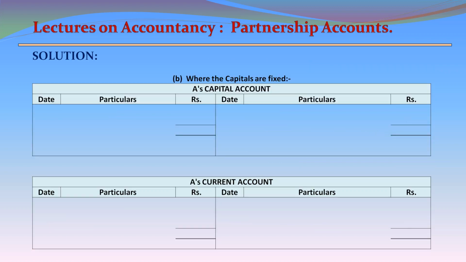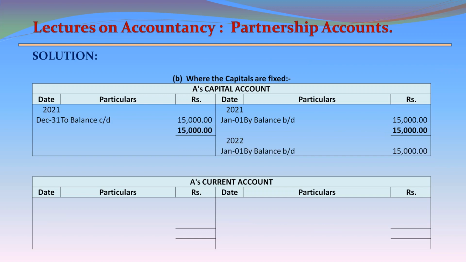Solution B. Where the capitals are fixed, A's capital account and A's current account. A's capital account on the credit side, 2021 January 1 by balance brought down 15,000. On the debit side, 2021 December 31 to balance carried down 15,000 rupees, and this should be carried forward, January 1 by balance brought down 15,000. Other transactions will not be entered in this account because the capitals are fixed and not changing.